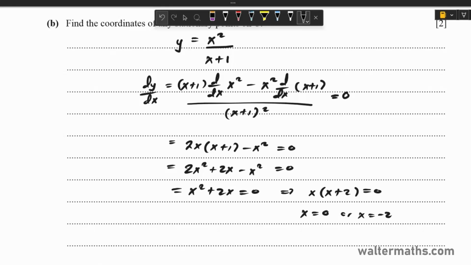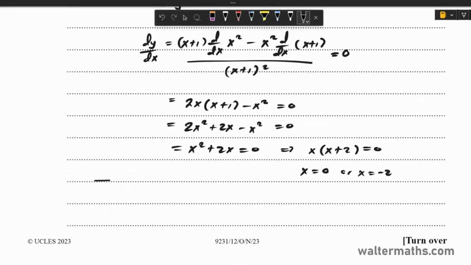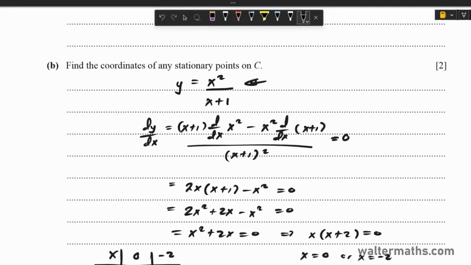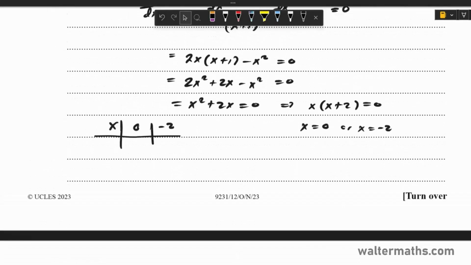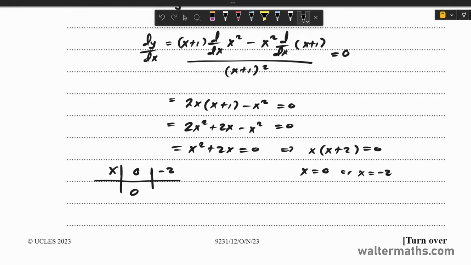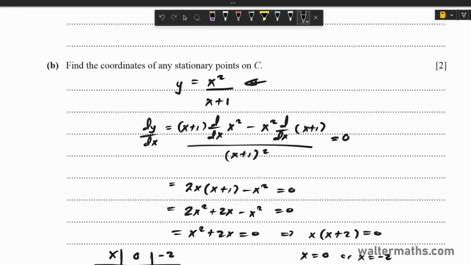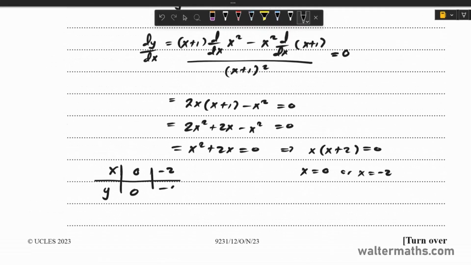Alright. So since we want them as coordinates, I'll have a little table of values. So I'll say here, these are values of x, which are 0 and minus 2. And when x is 0, substituting 0 into the equation, we get y to be 0. So we have 0 here. And if we substitute minus 2, so this is the value of y, substitute minus 2 into the equation, we get y coming out as minus 4. So minus 4 here. So the coordinates of the stationary points will be 0, 0, and minus 2, minus 4.